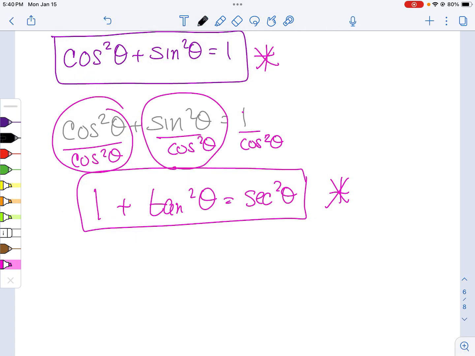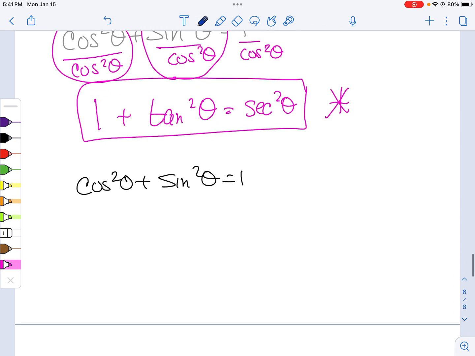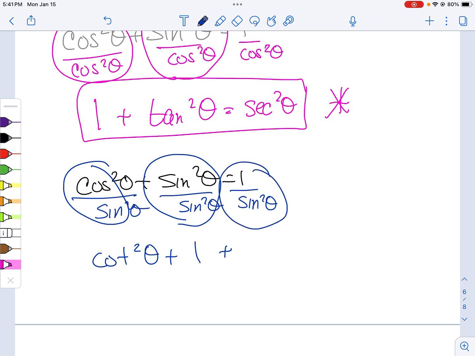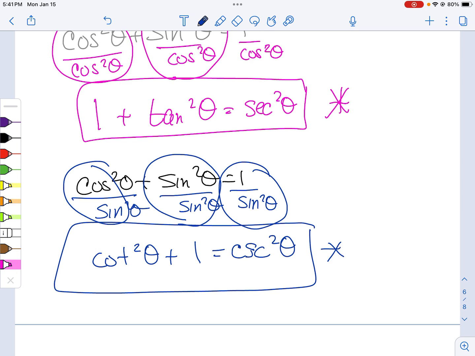You're probably guessing that we can do the same thing with that cosine squared plus sine squared equals 1. So we're going back to the original, and this time, instead of dividing by cosine squared, we can divide by sine squared. So let's divide every term by sine squared, and we get our last Pythagorean identity. Cosine over sine is cotangent, but because it's squared, we get cotangent squared. Sine squared over sine squared is 1. And the last, the reciprocal of sine squared, is equal to cosecant squared of theta. And there is our last Pythagorean identity.